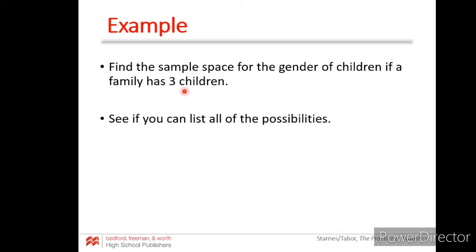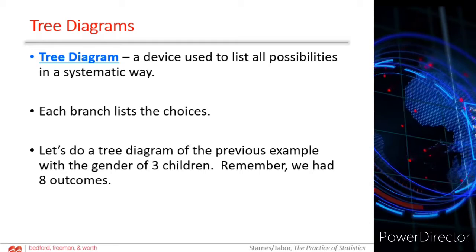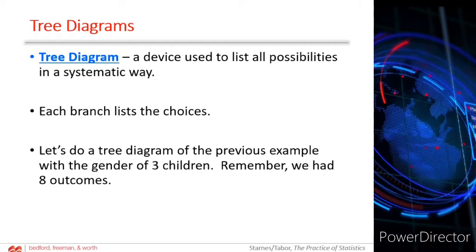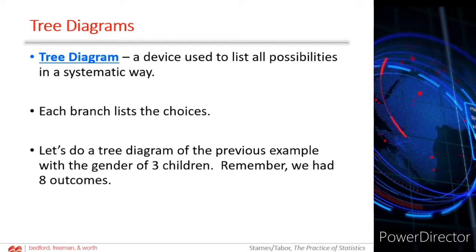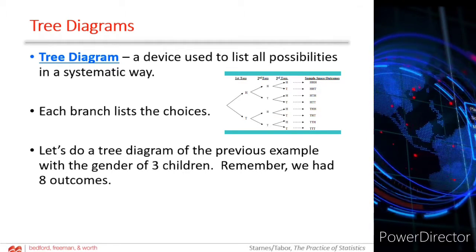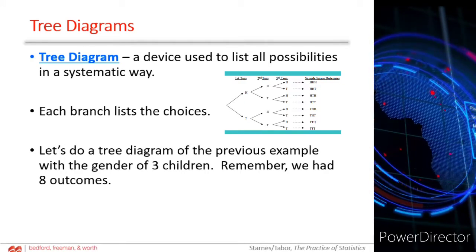So, moving on in this example, find the sample space of the gender of children if a family has 3 children. So, kung meron daw 3 anak, ano-ano ang mga possible gender nila? So, let us now use the tree diagram. So, before we use or to illustrate what is tree diagram, let us first define what is tree diagram. So, a tree diagram is a device used to list all possibilities in a systematic way.